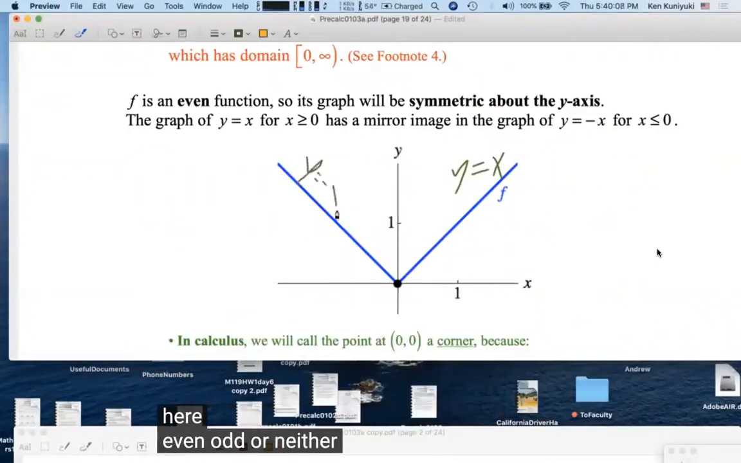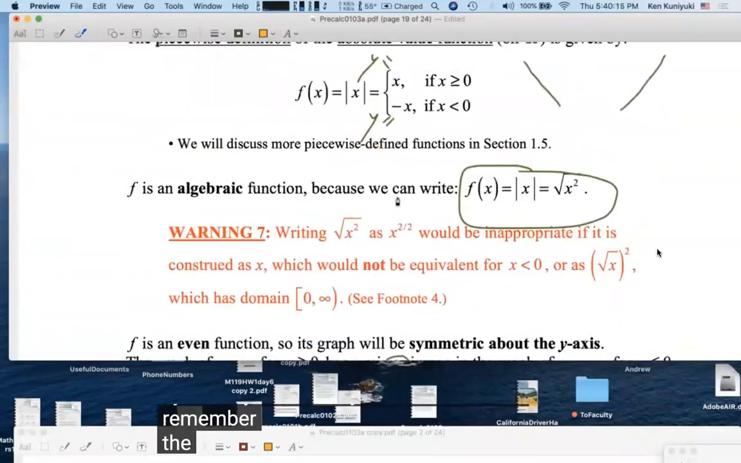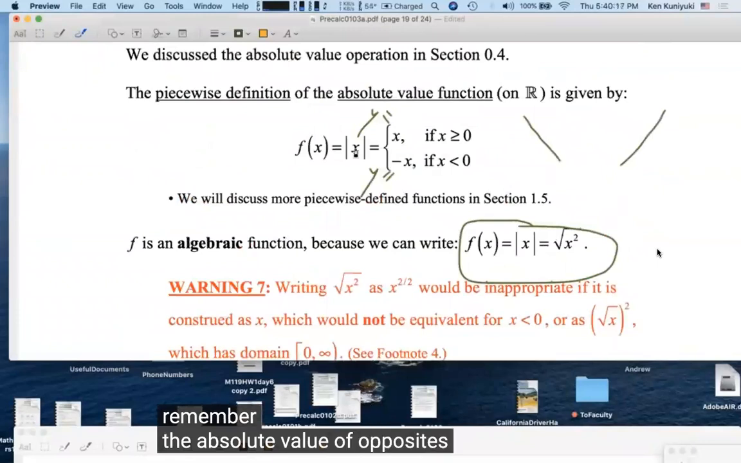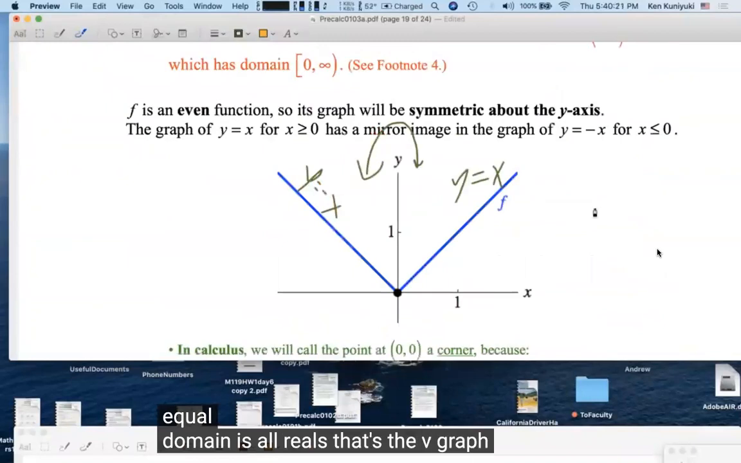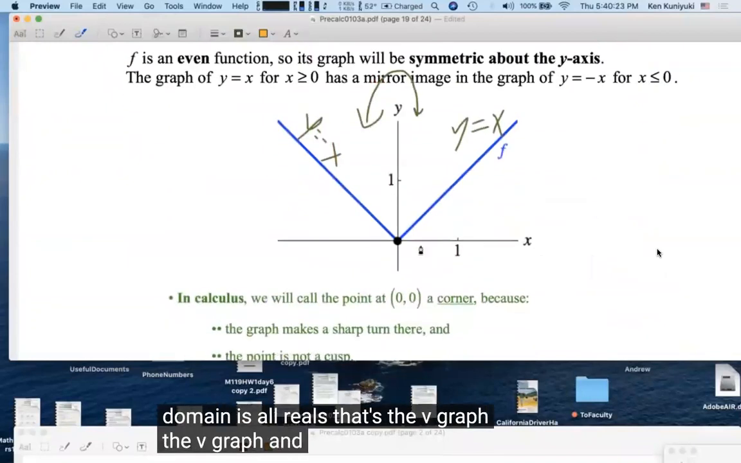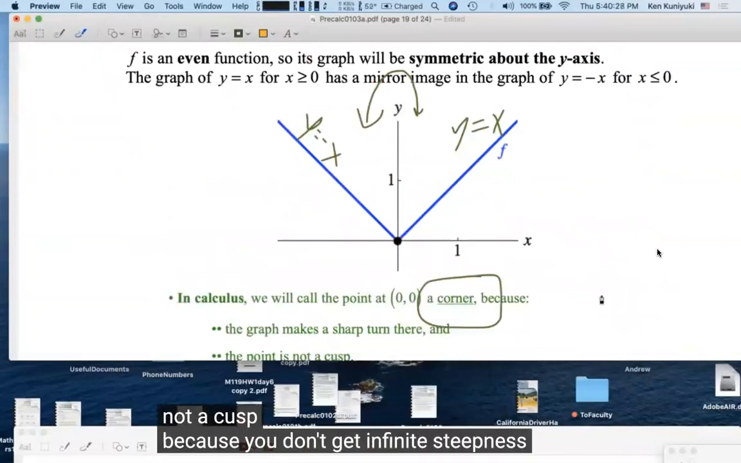Even, odd, or neither. Symmetry about the y-axis, it's even. Also remember, the absolute values of opposites are equal. Domain is all reals. That's the V-graph. And this is called a corner, not a cusp, because you don't get infinite steepness.